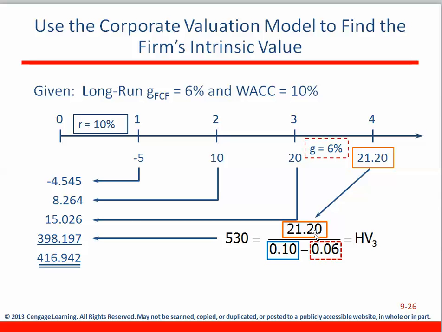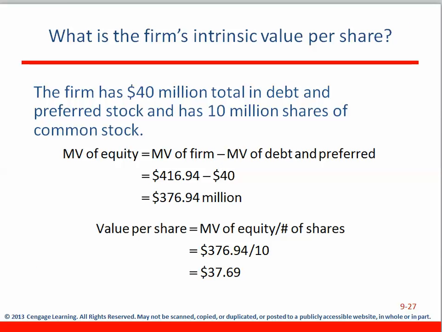And so again, using my financial calculator, I would put in 0 as cash flow 0, -5 as cash flow 1, 10 as cash flow 2, and 212 plus 20, or 232, as cash flow 3. I is 10, and the value of the company is 416.942. So the mechanics are exactly the same as the non-constant growth. The only difference is we're using free cash flows here instead of dividends.